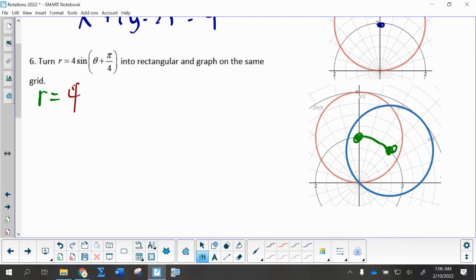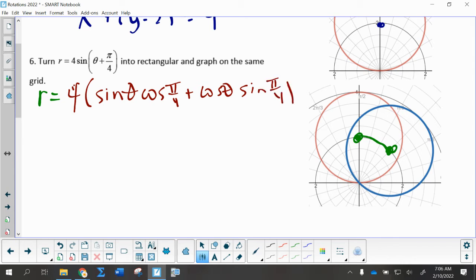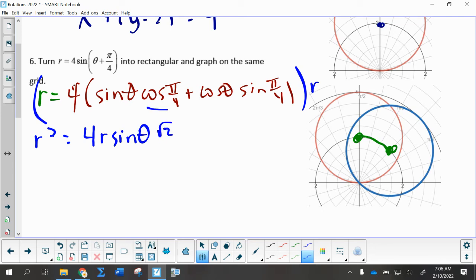So I have 4 times sine theta cosine pi over 4 plus cosine theta sine of pi over 4. But I don't have enough going on here. I need another r on the right-hand side to be able to change it. So I'm going to multiply the whole equation by r. Now I have r squared on the left, and then 4r sine theta times cosine of pi over 4, which is root 2 over 2, and 4r cosine theta times sine of pi over 4, which is also root 2 over 2.